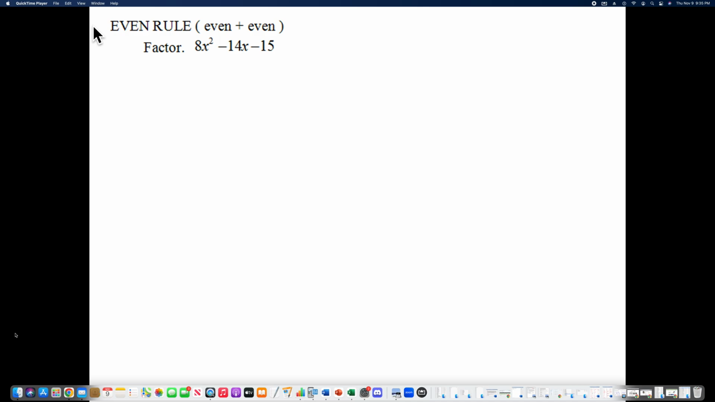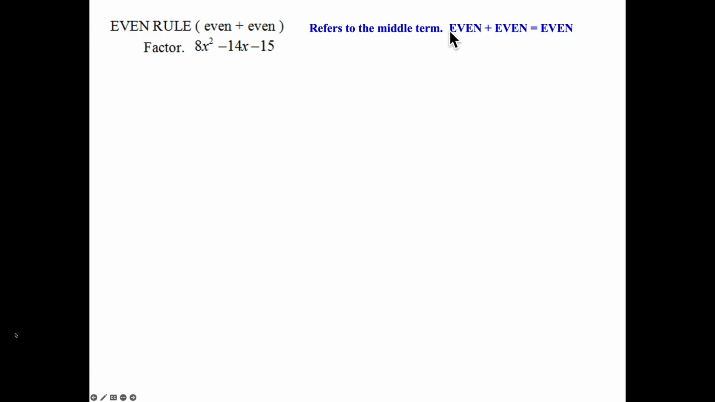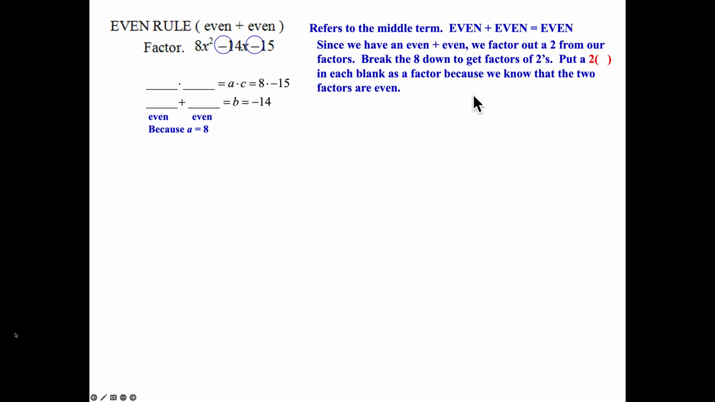The rule that we're going to look at is the even rule. This is based off of the fact that we have an even plus an even, and that's because the middle term is even. Now, how do I know that the two numbers are even? My 8 is the A value. If one of the values, A or C, is even, that's going to force even numbers, factors of 2 up here, to be shared. So we're going to break this down.